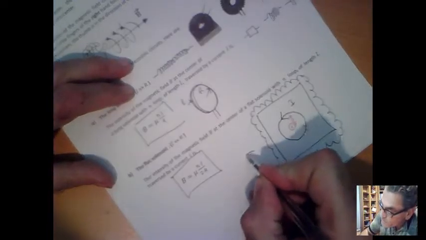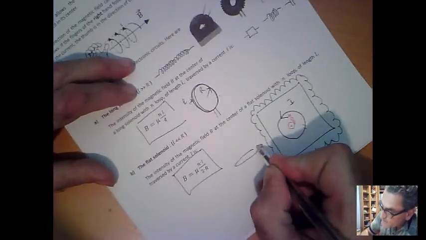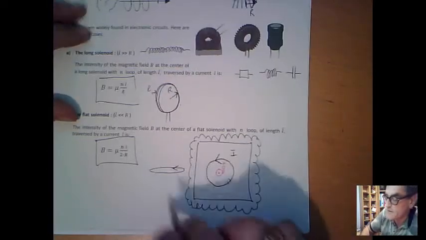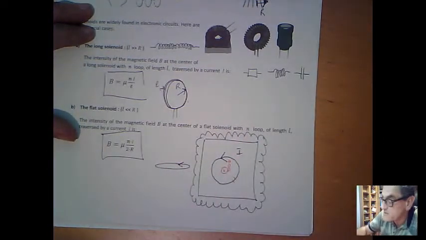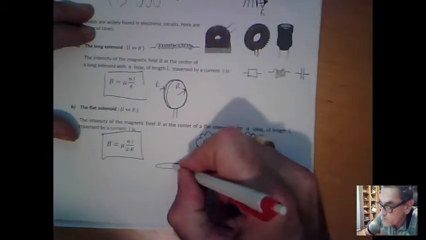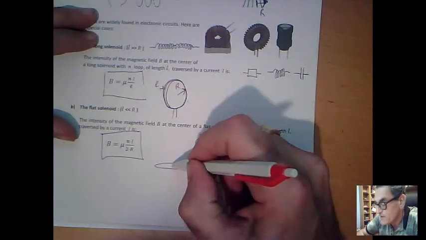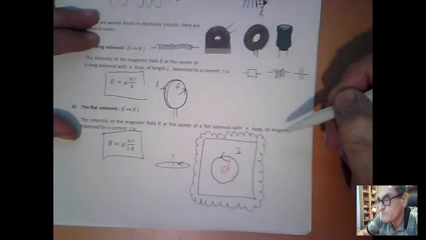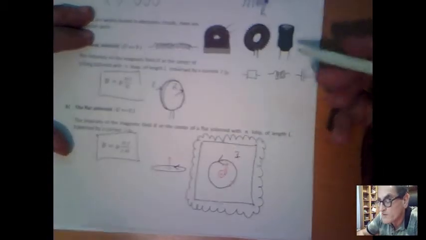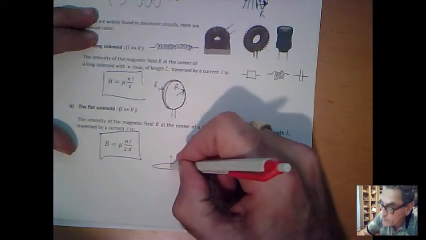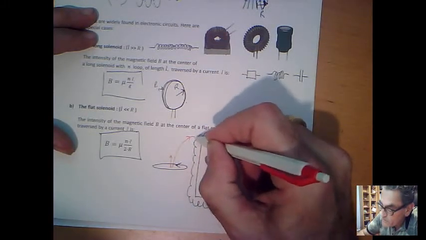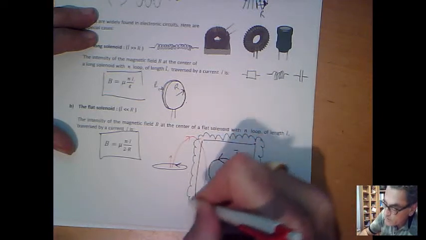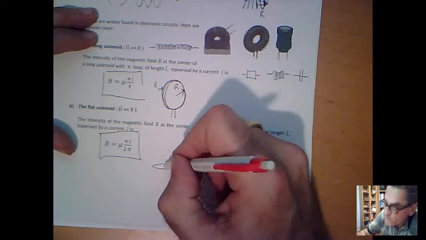And now this loop, if I look at it from the side, let's admit that this loop is horizontal. How is the magnetic field going to look? In the center it is going to point up. But as soon as you leave the center, the magnetic field lines are going to go like this, and they are going to come back from the back.